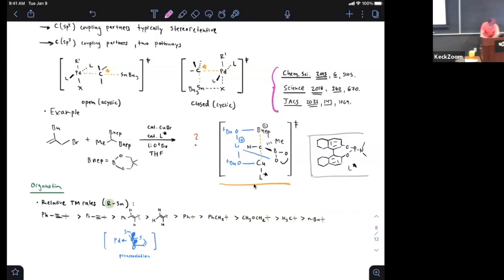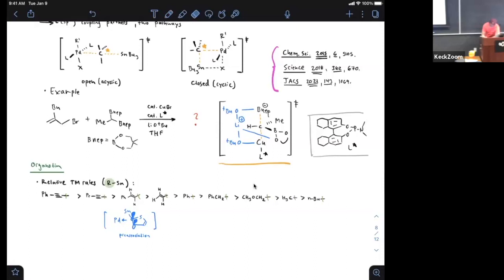Let's consider one example from the recent literature where we see this open type transmetallation manifest itself. I don't have the reference jotted down here, but I will share the original reference in the readings. So does anyone want to take a stab at what the product of this transformation would be? So we're coming in with copper one, phosphoramidite ligand, 1,1-bisboron as the nucleophilic component, and then an allyl bromide as the electrophilic component.